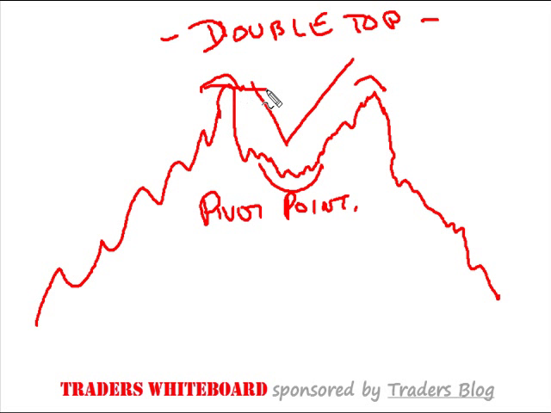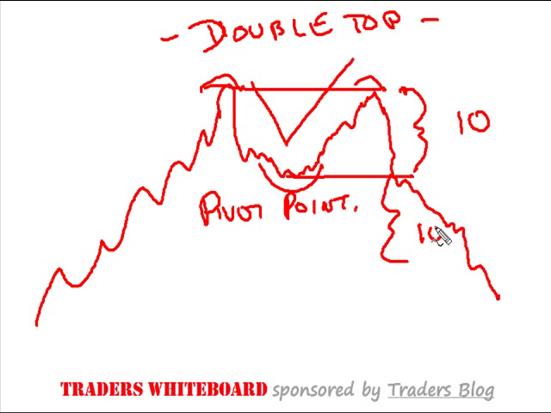So here we have the double top again. Then we have the pivot point. We just project that over to the right. And then we can measure from the top of the double top to the pivot point, and let's say for example it's 10. It could be 20, it could be whatever the measurement is.